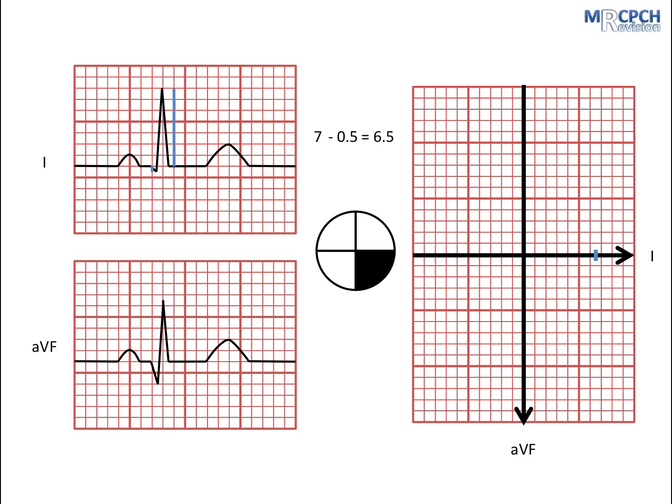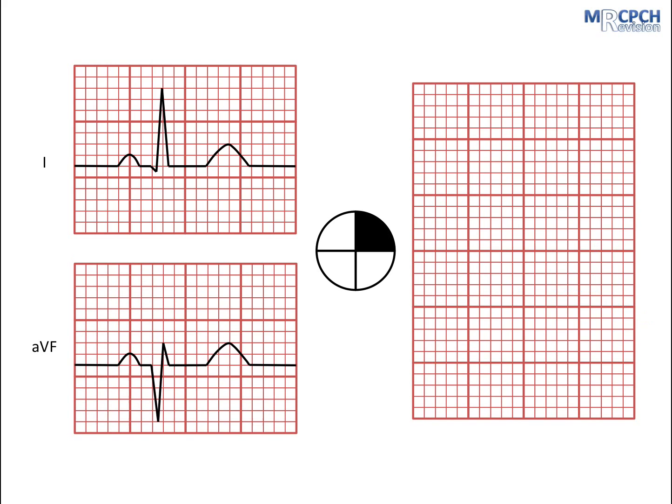We do the same for lead AVF, so we have 1, 2, 3, 4, 5 and a half above the isoelectric line, so we'll make a note of that, 5.5. And below we have 1, 2 small squares. So we take 2 from 5.5 to give us 3.5. That's also mainly towards lead AVF, so we'll plot that on our graph there. So let's plot those lines, and the axis is where the lines converge, which is in this direction, just where we expect it to be.